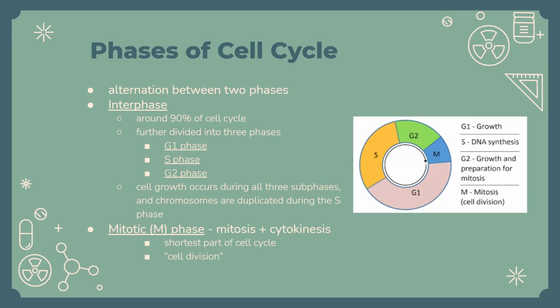It can be further divided into three subphases, with G1 phase being the first one, and then S phase, and then G2 phase. Cell growth occurs in all three of these subphases, and DNA is duplicated during the S phase, but that eventually condenses into chromosomes. And after interphase, we have the M phase, which stands for mitotic phase. And this consists of both mitosis and cytokinesis.